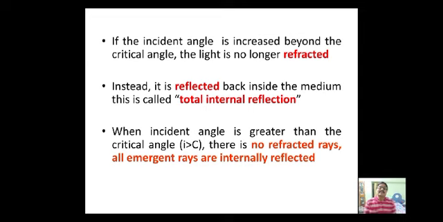We can summarize the total internal reflection. If the incidence angle is increased beyond the critical angle, the light is no longer refracted. Instead, it is reflected back inside the medium. This is called total internal reflection. When the incident angle is greater than the critical angle, there are no refracted rays. All the emergent rays are internally reflected.